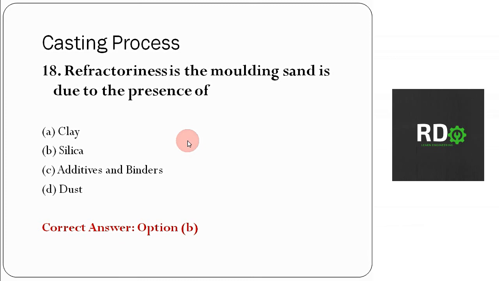Okay, refractoriness in the molding sand is due to the presence of what? The options are clay, silica, additives and binders, and dust. So the correct option is option B, that is silica. Refractoriness in the molding sand is due to the presence of silica.